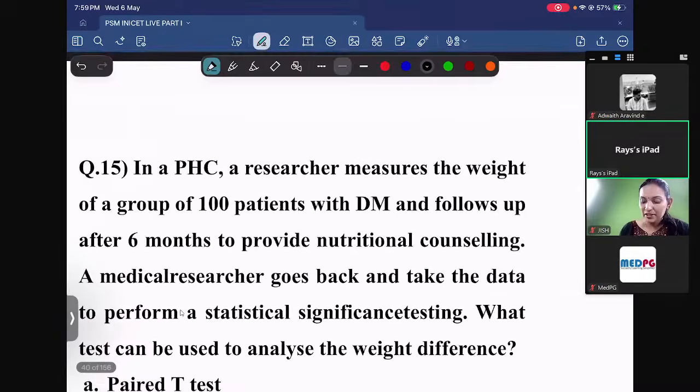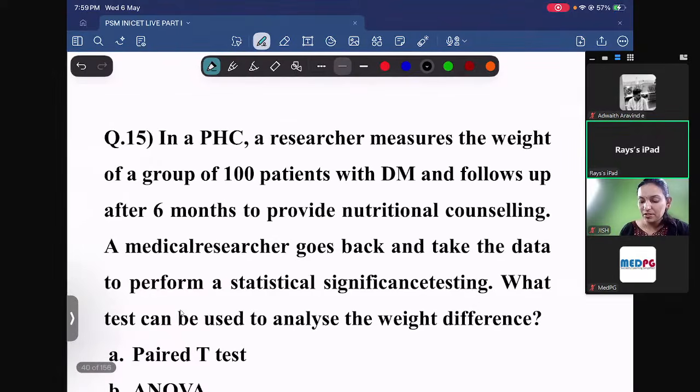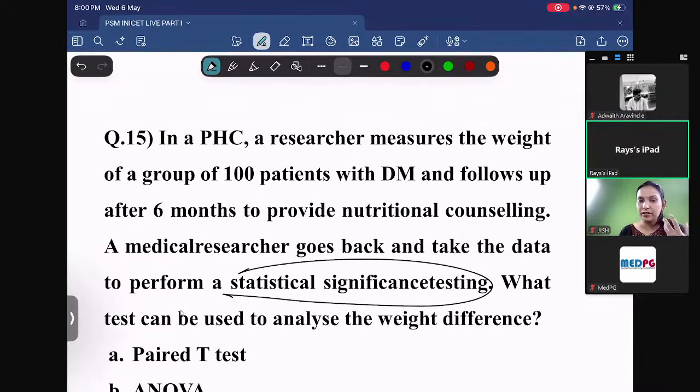So, in a PHC, a researcher measures the weight of a group of 100 patients with diabetes and follows them up after 6 months to provide nutritional counseling. A medical researcher goes back and takes the data to perform a statistical significance testing. What test can be used to analyze the weight difference? So basically, you have 100 people with diabetes, you give them some nutritional counseling, then you measure it before and after. What was the weight of these 100 subjects before your counseling, and after 6 months, what was the improvement or what was the change in the weight after your nutritional counseling? This is what they are trying to do, and which is the TOS or test of significance that is being applied in this particular scenario.